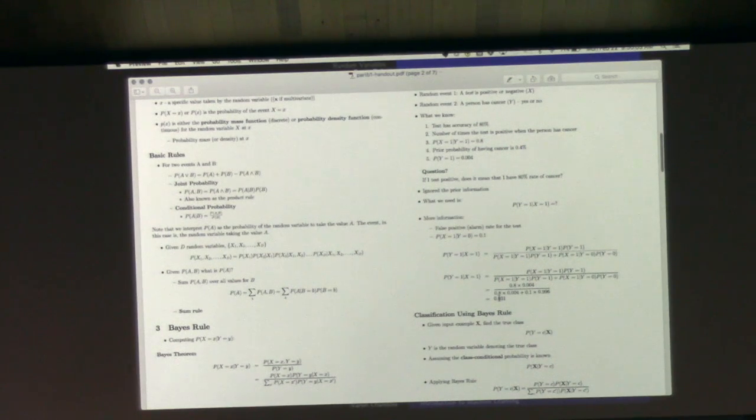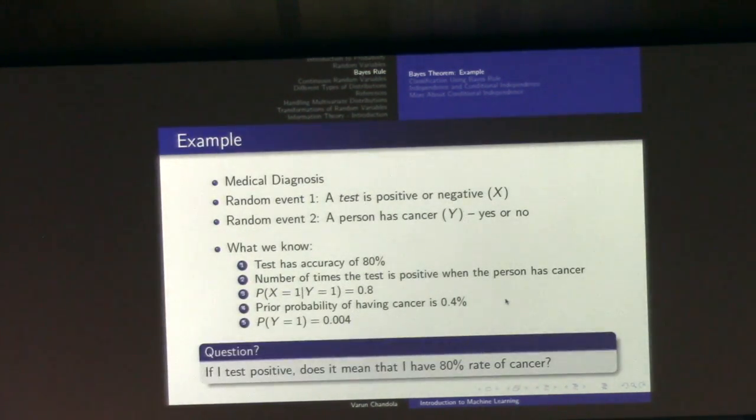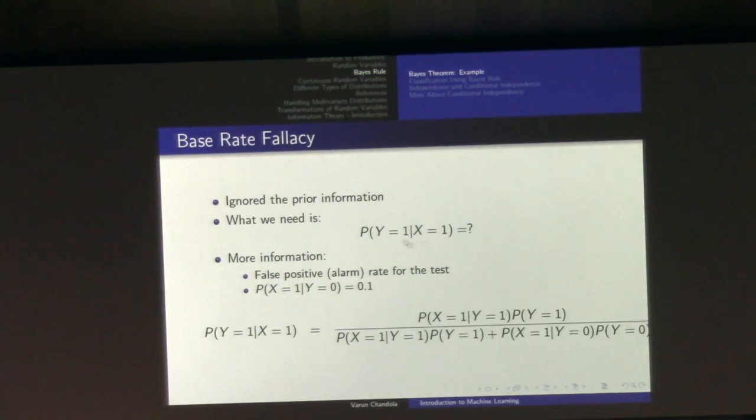0.031. That means that the probability of you having cancer, even when you tested positive, is not 0.8, it's actually 0.031. And the reason is that you have to compute this conditional probability, which can be obtained by applying the Bayes rule. Any questions so far?